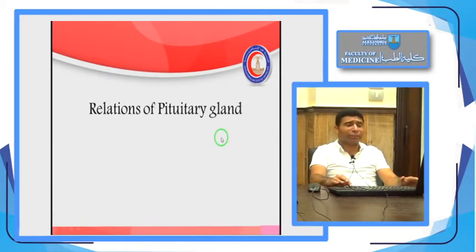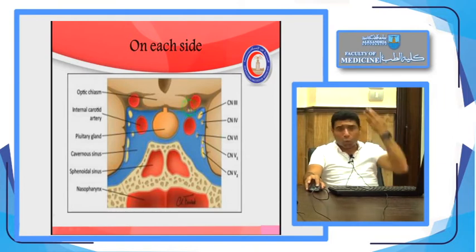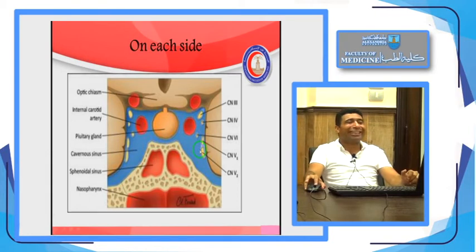What about the relation? Yes. Let's see this cut section. Yeah, this is a coronal section. We have the pituitary gland on both sides in this blue color. What is this? This is what's called the cavernous sinus with its contents.